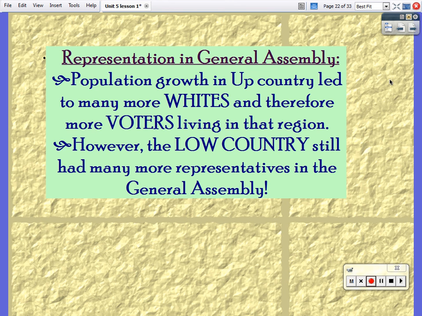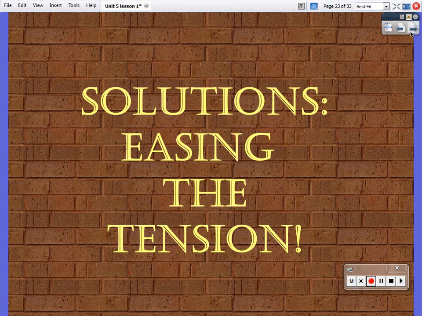Representation in the General Assembly. The population growth in the upcountry had led to many more whites in the upcountry and therefore more voters living in the upcountry. Still, the low country had many more representatives in the General Assembly, so it was not fair representation. How were these problems solved? Solutions, easing the tension.